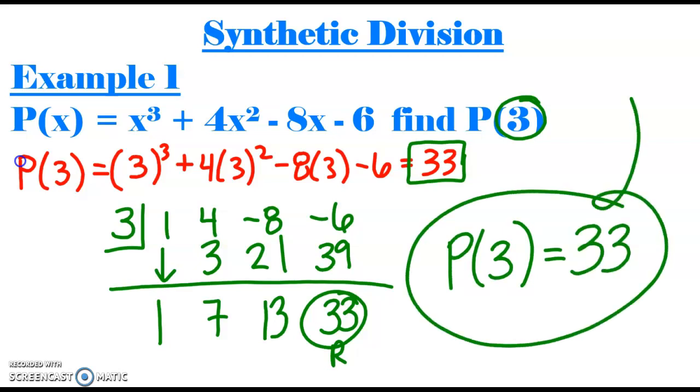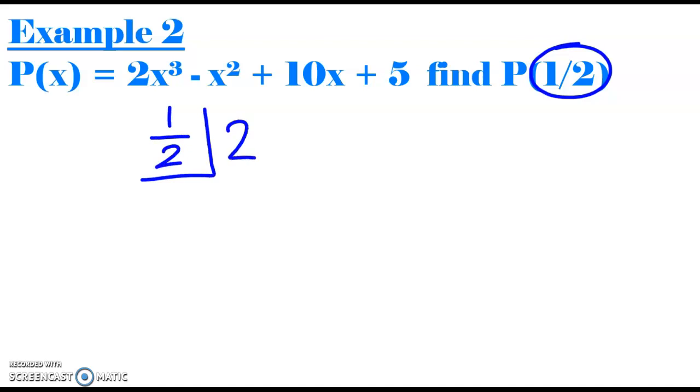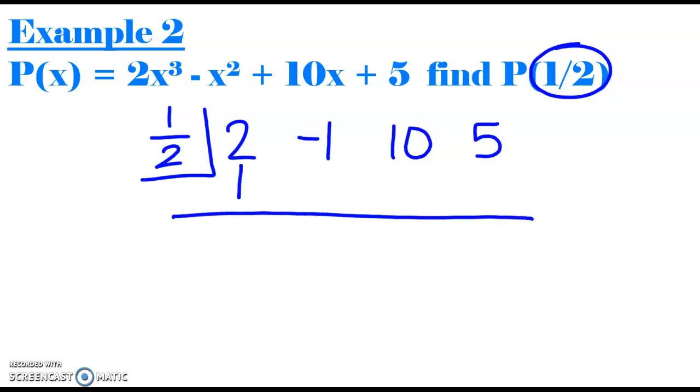And you can use synthetic division to find that also. So like on this one, instead of taking 1/2 and plugging it in for every single x and simplifying it, I can use synthetic division. So if I want to find the answer for 1/2, 1/2 goes in the penalty box. I've got 2x cubed, negative 1x squared, 10x's, 5 constants. Skip a line, draw a line, drop your first number, this time 2.